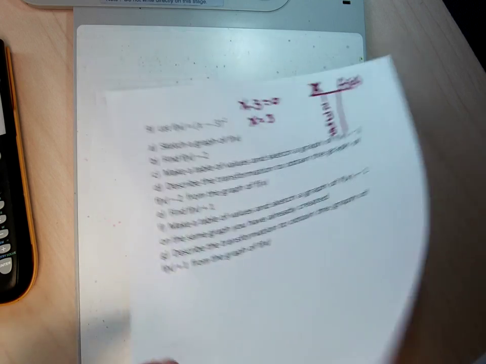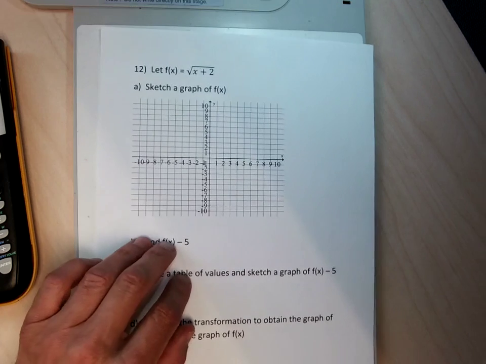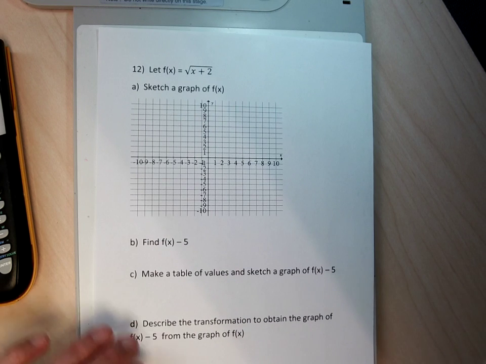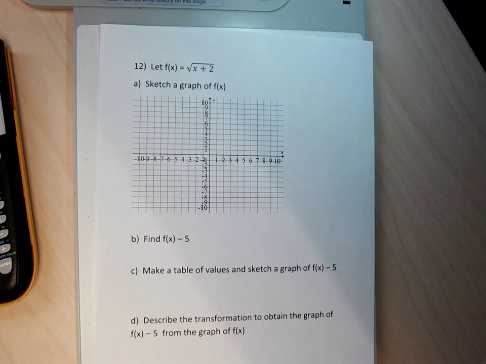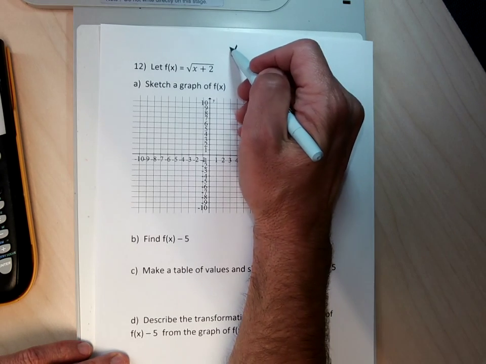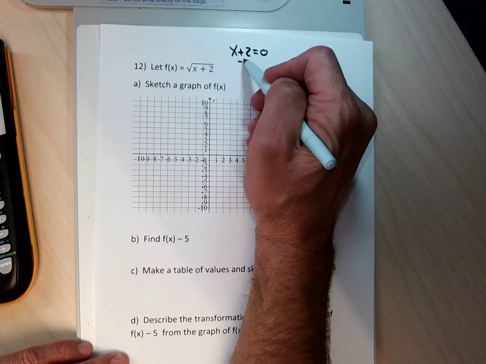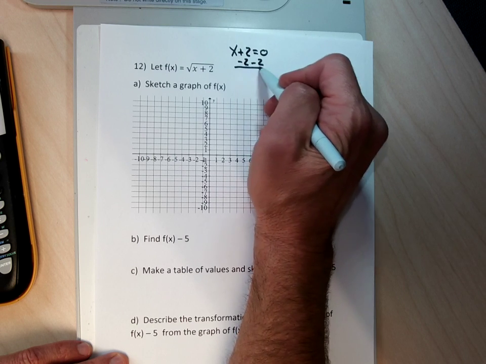All right, so I'm going to do problem 12. It's a graph of a square root, so getting my table is a little bit different. To do the graph of a square root, the algebra gives me the number for the start of my table, not the number for the middle of my table. So I'm going to go x plus 2 equal to 0. I'm going to minus 2 from both sides.